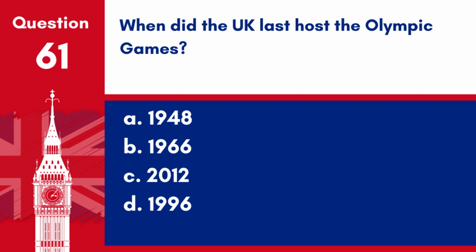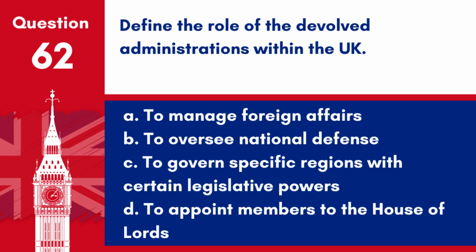Question 61. When did the UK last host the Olympic Games? A. 1948. B. 1966. C. 2012. D. 1996. Answer C. 2012. The UK last hosted the Olympic Games in London in 2012, marking the city's third time hosting the Games.